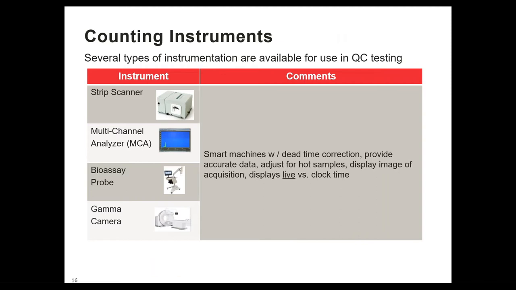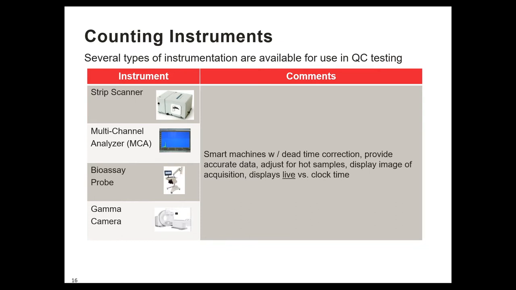Let's talk about counting instrumentation. There are several different types of instruments, and they all have positives and negatives, pluses and minuses. And I've got them ranked in what I believe is the appropriate value and utility. There are very new elegant strip scanners that are on the market today where you could take the developed paper strip and not cut it. Just lay it down, it gets fed in the machine and counted, and it gives you a graph, an image with area under the curve calculated and percent data right there.